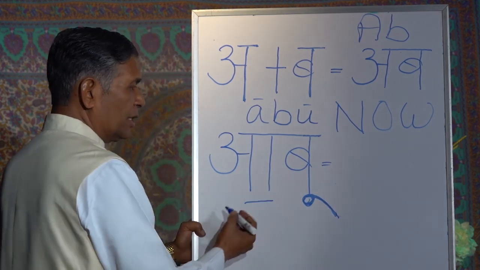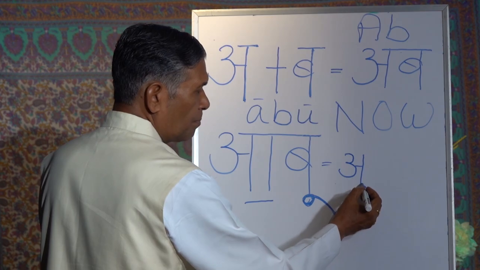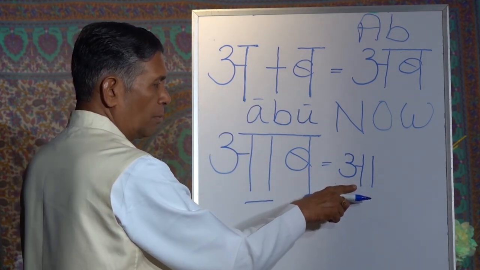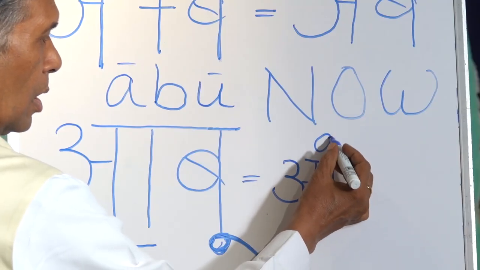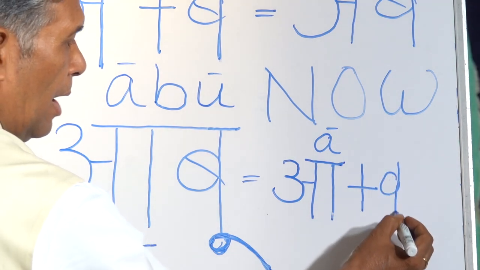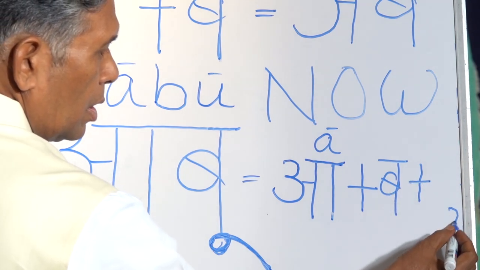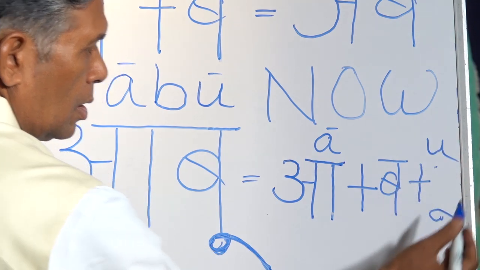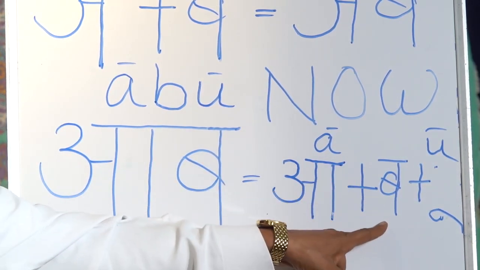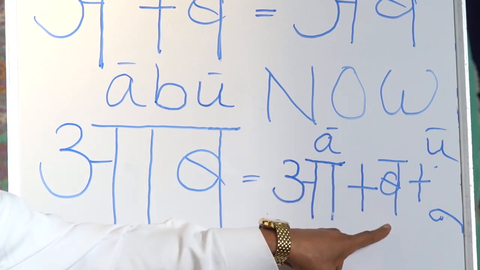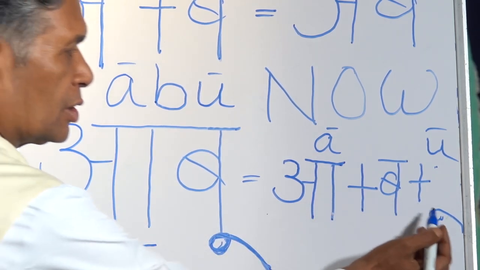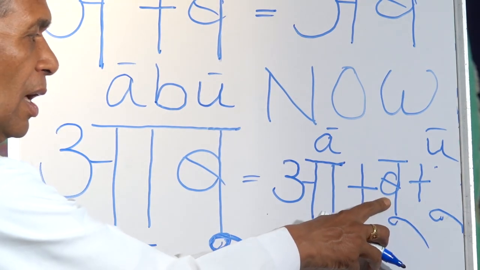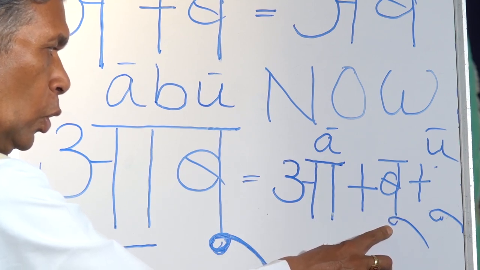So how have you written it? You have written the longer A. Actually this is a vowel, but in use, if it comes in the beginning, it is written in the complete form. So this is A, longer A, plus Ba, plus longer U. The A is short, the U is longer. The U sign never comes separately; it always supports a consonant. So A, B plus U, Bu, A, Bu.